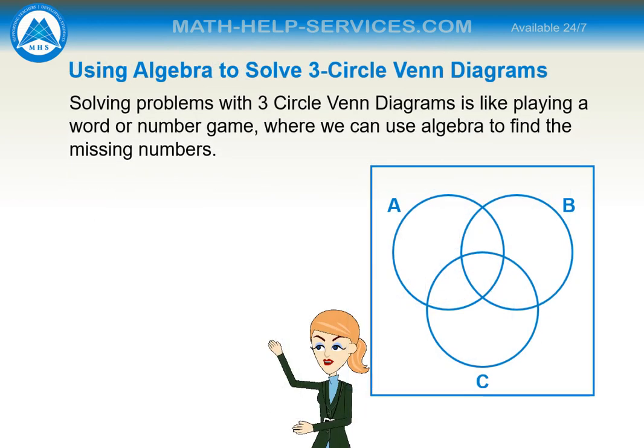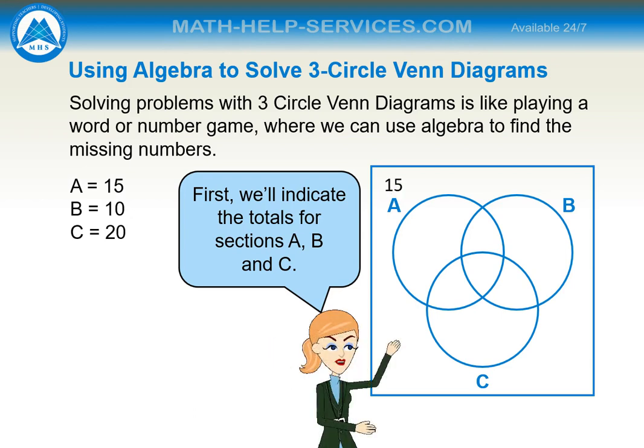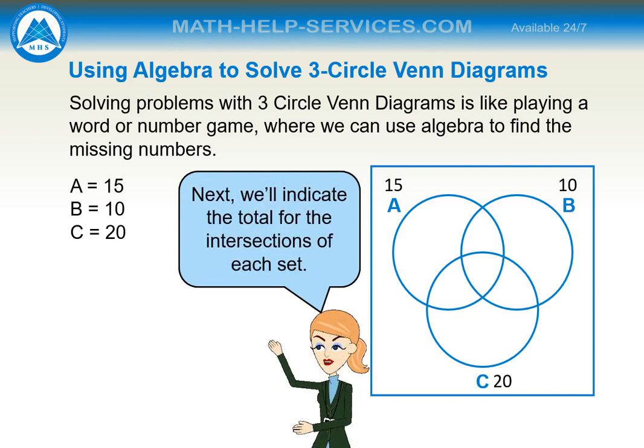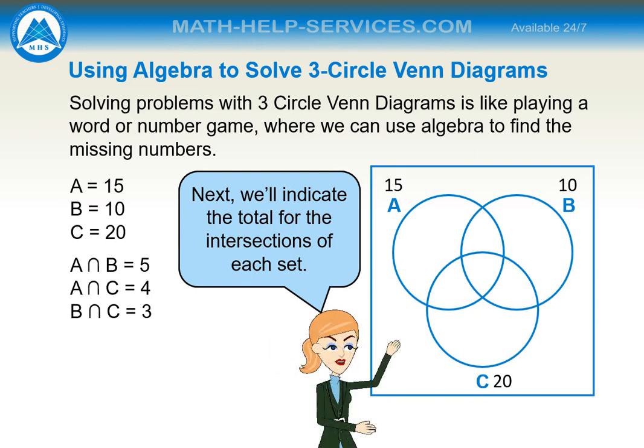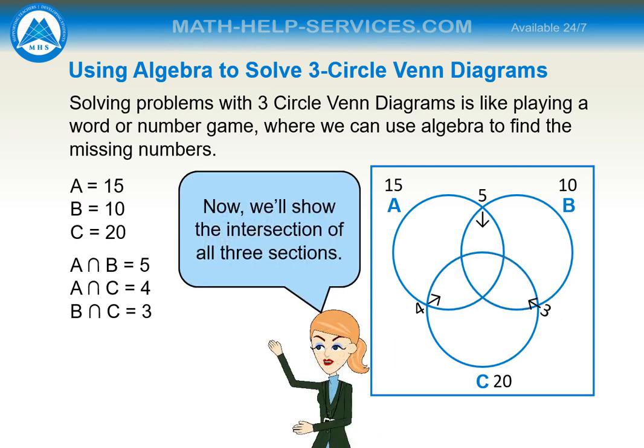Solving problems with 3-circle Venn diagrams is like playing a word or number game where we can use algebra to find the missing numbers. First, we'll indicate the totals for sections A, B, and C. Next, we'll indicate the total for the intersections of each set. Now, we'll show the intersection of all 3 sections.